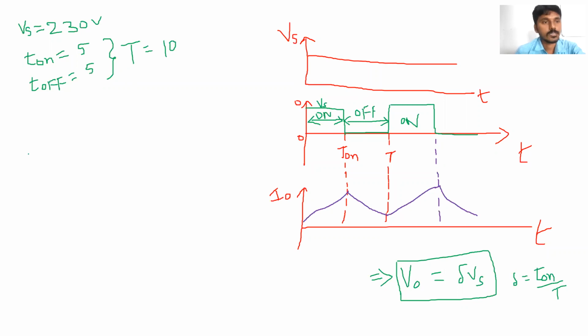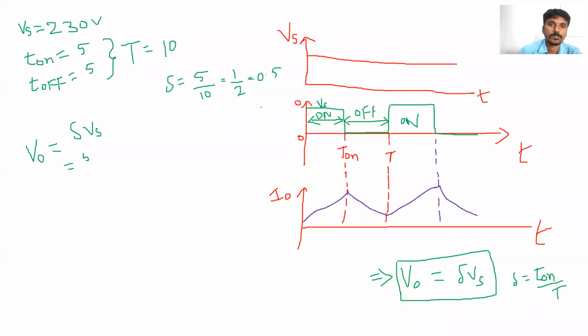So here, what will become the output voltage? V0 is equal to, what is the formula? Delta into Vs. Is it right? Delta is nothing but T on upon capital T. So delta is equal to on period upon total time period, that is 5 by 10. So 1 by 2. What is the value of 1 by 2? 0.5, na? Yes or no?